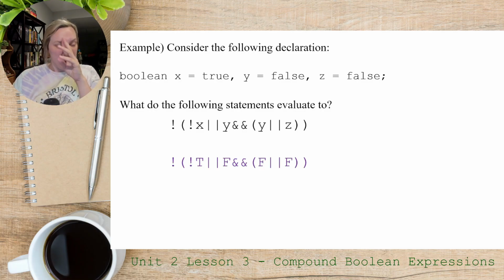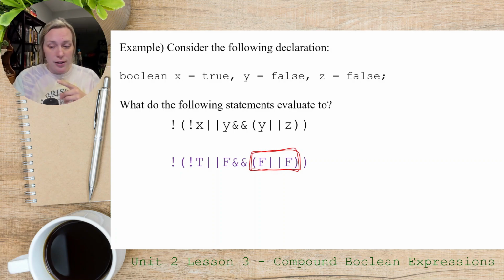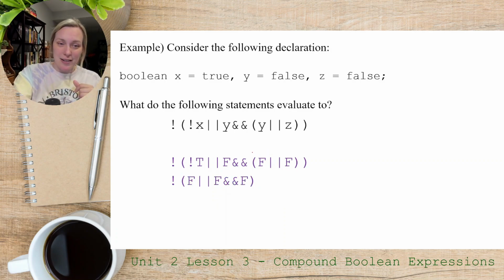And then when I'm looking at this, what on earth do I do first here? You have multiple grouping, always grouping symbols, right? And you have multiple ones. Just like math class, do the inner ones first. So I'm going to do these ones first. False or false evaluates to false. Okay, so this got changed to this.